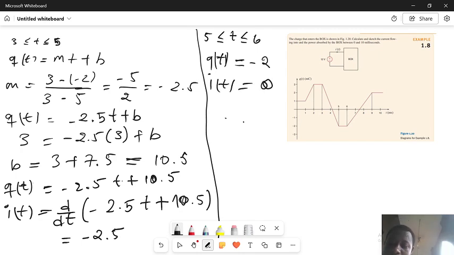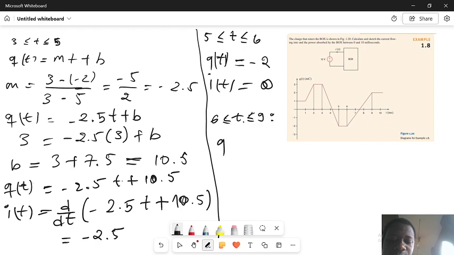Now I have to go from 6 to 7, 7 to 8, and 8 to 9. From 6 to 7 is the same straight line as 7 to 8 and 8 to 9. So I don't need to go separately, because they all have the same straight line. I can go directly from 6 to 9.